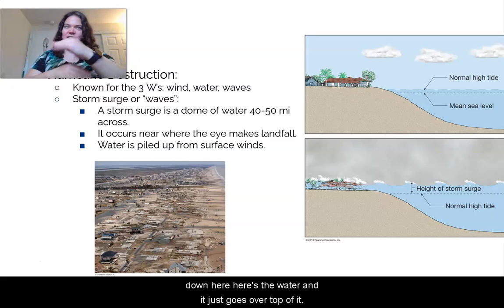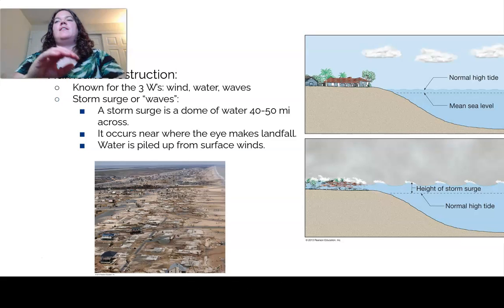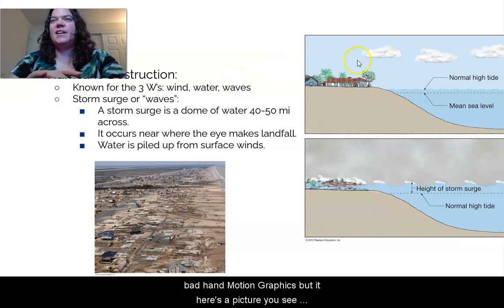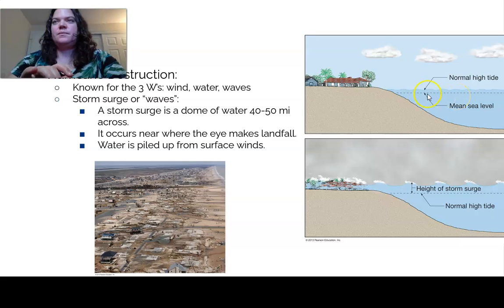Here's the water, and it just goes over top of it. So that's what's happening with the storm surge. Sorry for my bad hand motion graphics, but here's a picture. You see the mean sea level, normal high tide, unsuspecting house, right? I'm sorry, spoilers, the house gets destroyed.